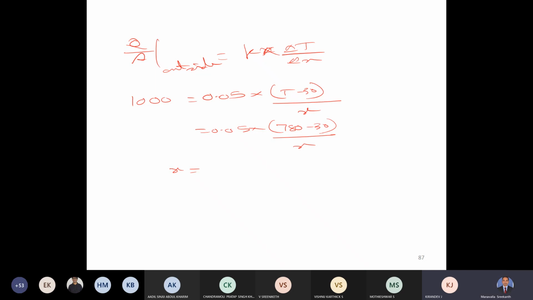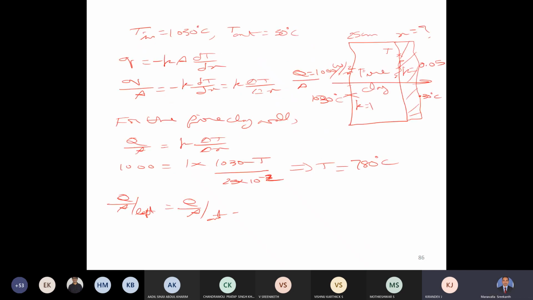0.0375 meters, or 3.75 centimeters. This is a reasonable value of the insulation thickness that is possible. Okay. So this answers both the questions.